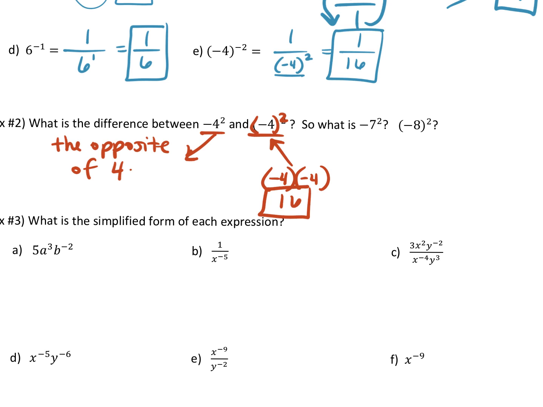of 4 times 4, right? The opposite of 4 squared. Well, 4 squared is 16. What is the opposite of 16? -16. So this one should be negative. That negative is the last thing you do. This one, the parentheses mean you take -4 times -4, okay? So what does this equal?